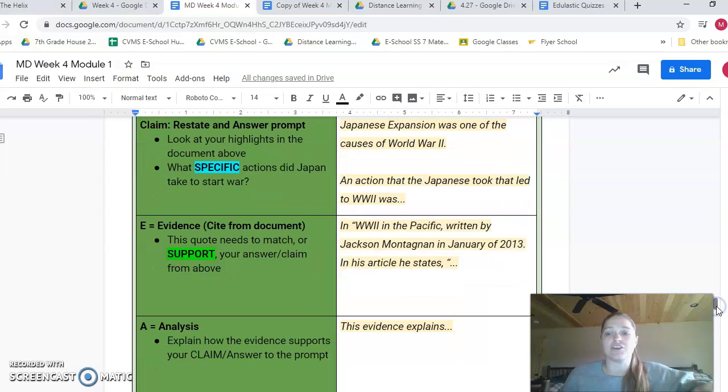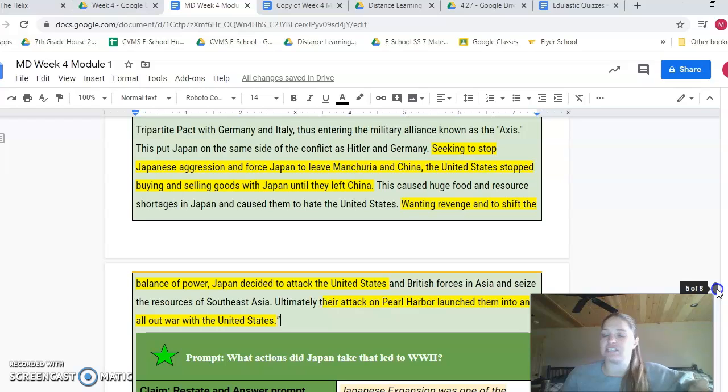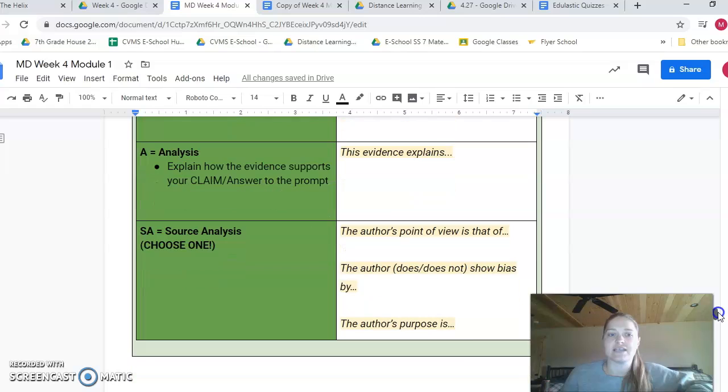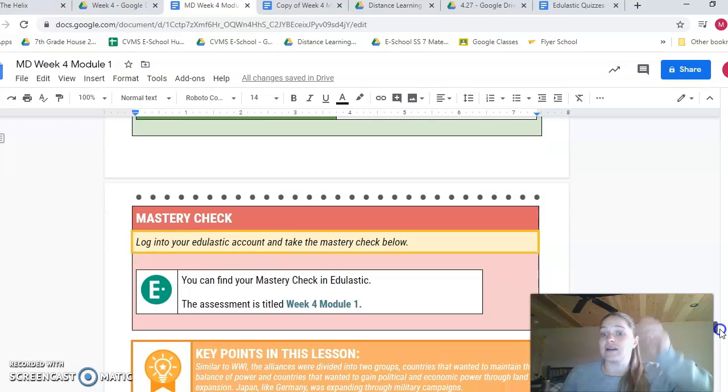So when you're done with that, you're going to choose one of the pieces of evidence that you highlighted, and you're going to put that in this evidence here. And then you're going to explain how that evidence supports your answer to your claim, right? That's analysis. And then you're going to choose one point of view, bias, or purpose. And then you are done with the module, just the module.